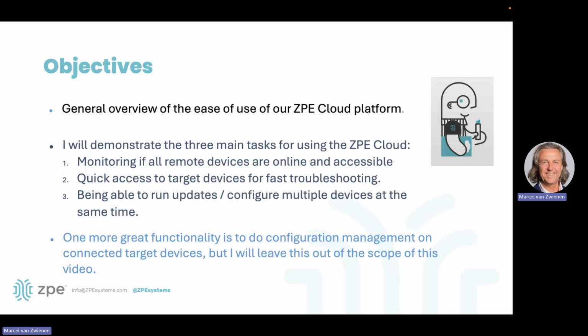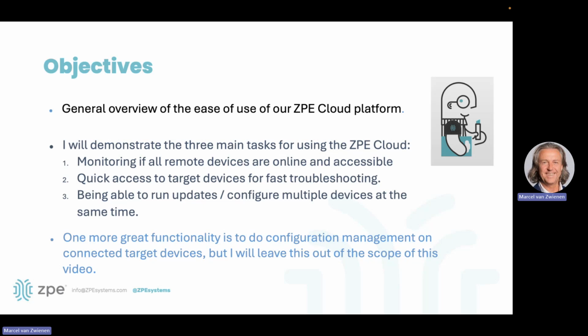First of all, monitoring if all of your remote devices are online and accessible. This is your last resort network to have access to your IT devices and your business critical infrastructure. The second one will be quick access to target devices for fast troubleshooting. When you get an alarm or a ticket that something is wrong on your remote location, you need fast access to reduce your mean time to recovery.